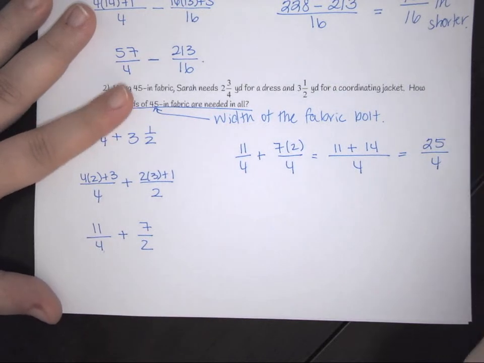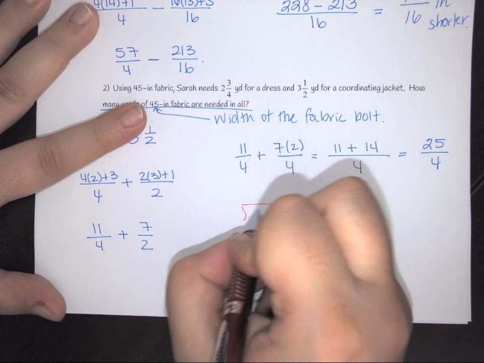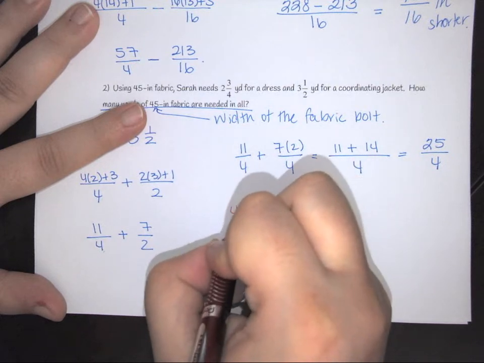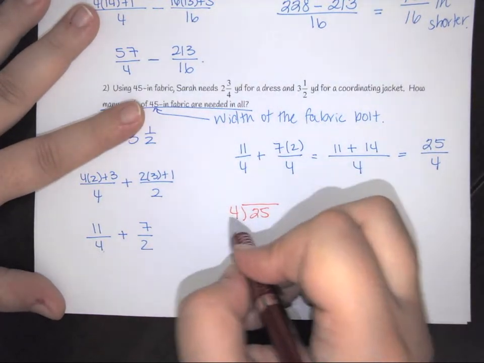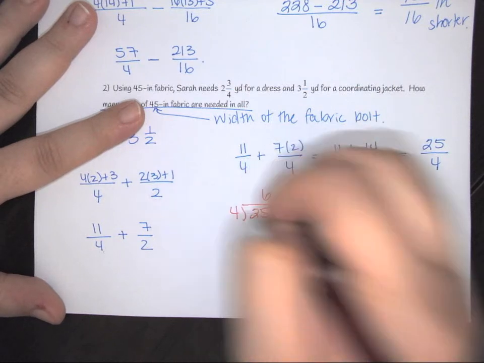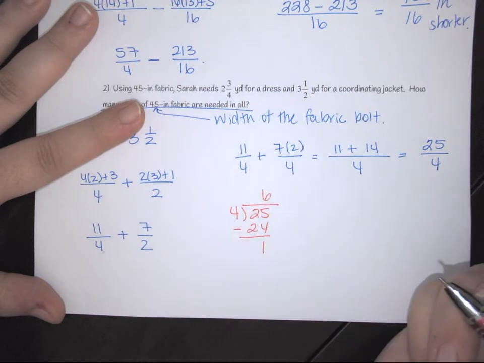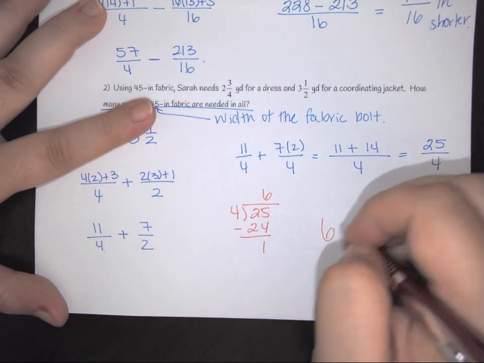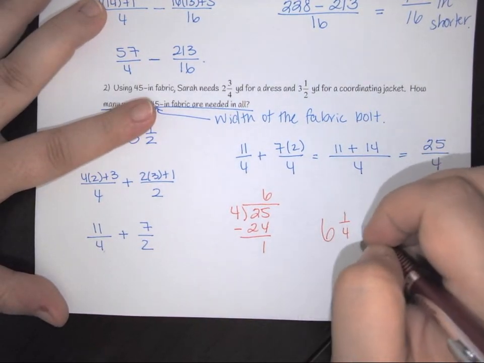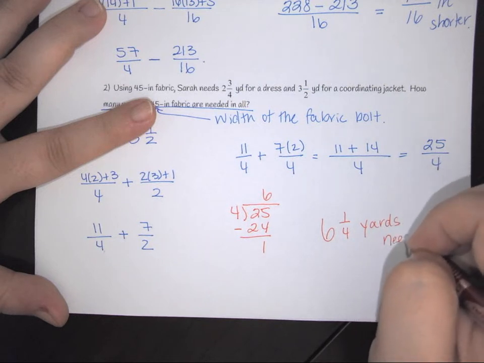Since this is improper, we need to change it over. 25 goes inside and 4 goes outside. 4 goes into 25 6 times. Subtract out my 24 leaves me with 1. Therefore, I have 6 and 1/4 yards needed.